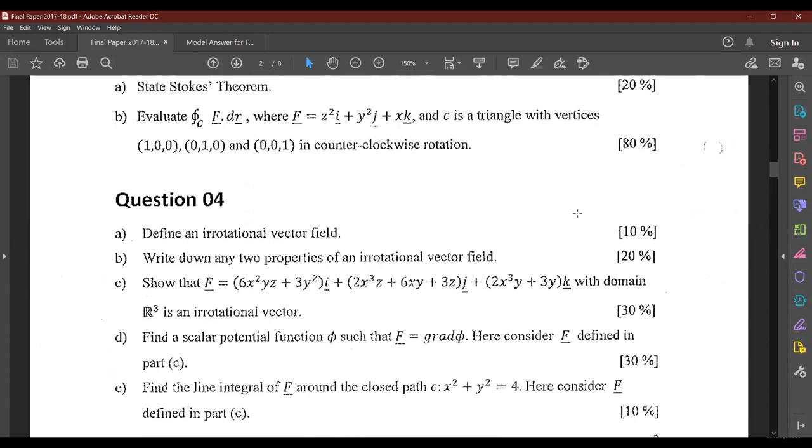So if it is an irrotational field, we can say the curl F is 0, the other way around, right? And in the meantime, you can see in a closed path, the work done is 0. Independent of the path, the work done between two points would be the same, right? So you can define that. Those are theory parts, right? So the next part, the C part, they are asking us to prove that this is an irrotational vector, right? So you'll see that's fairly simple, right?